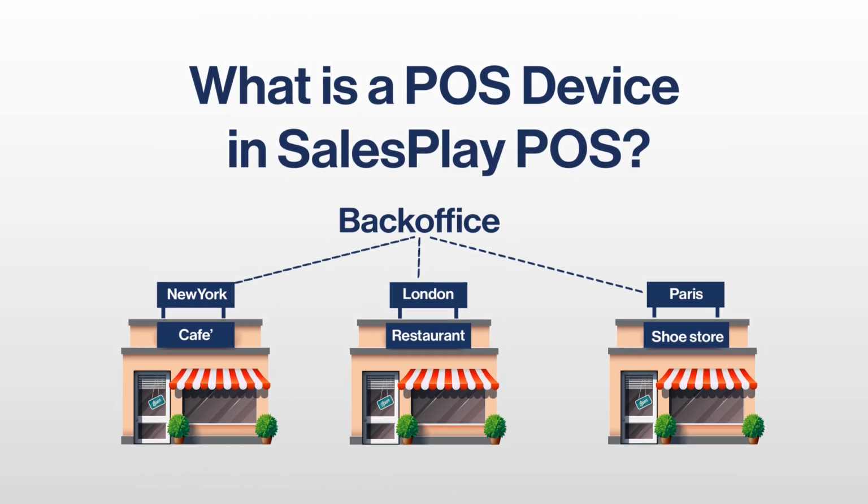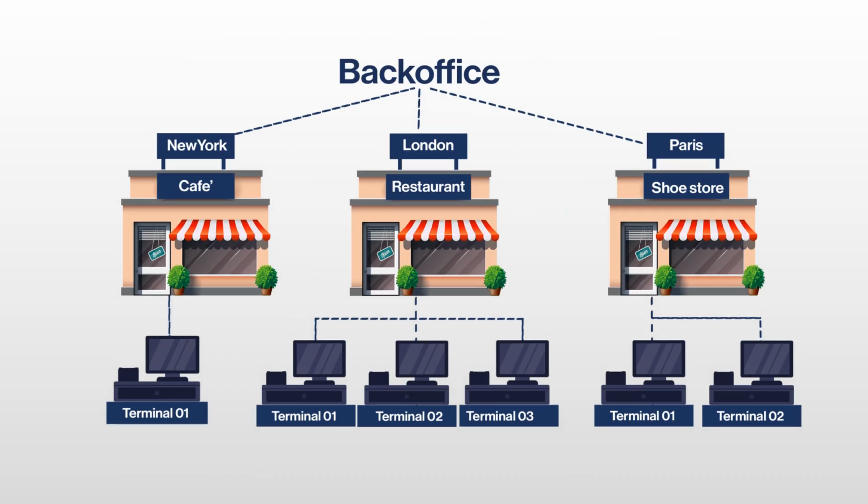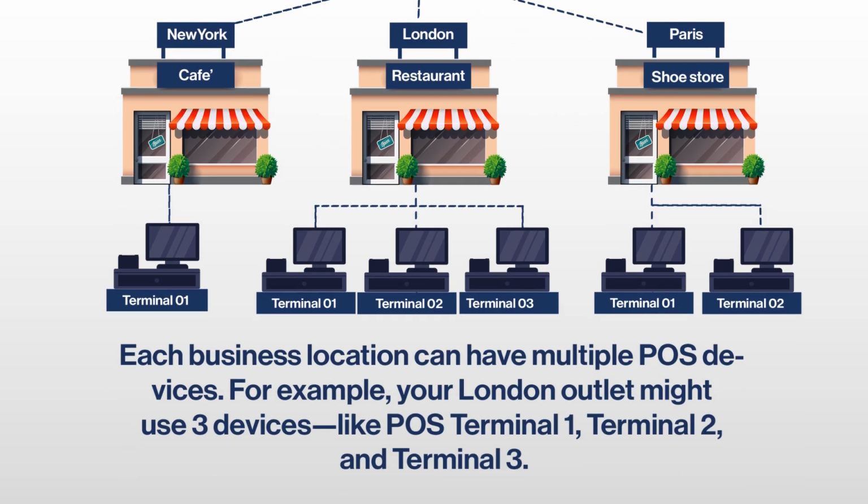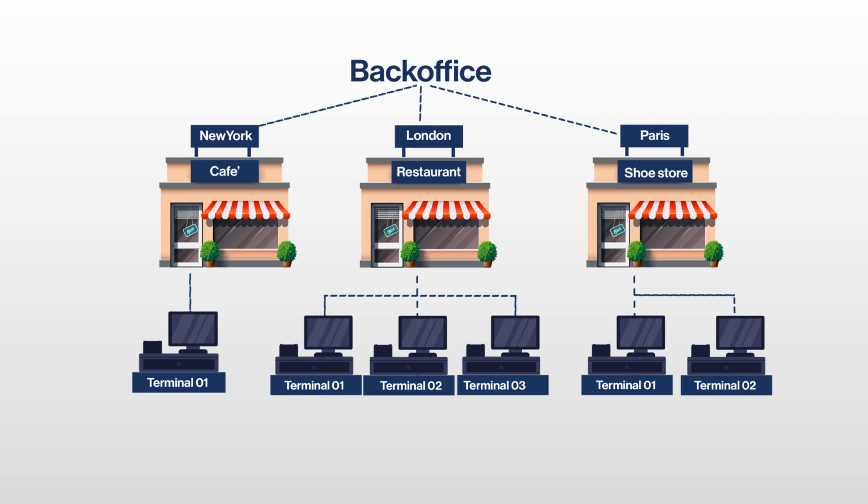What is a POS device in SalesPlay POS? In the SalesPlay POS system, a device refers to a POS terminal used at a specific shop or location. Each business location can have multiple POS devices. For example, your London outlet might use 3 devices, like POS Terminal 1, Terminal 2, and Terminal 3. This setup helps you manage multiple counters or service points within the same branch, all connected to the central back office system. First, I'll show you how to add, clear, and delete shops.